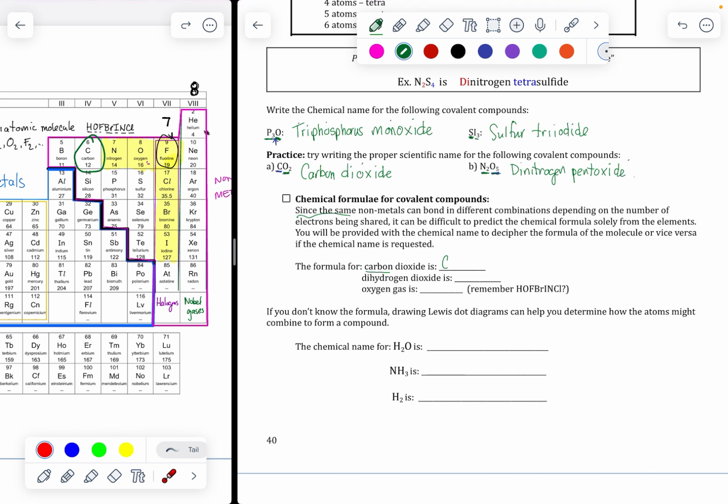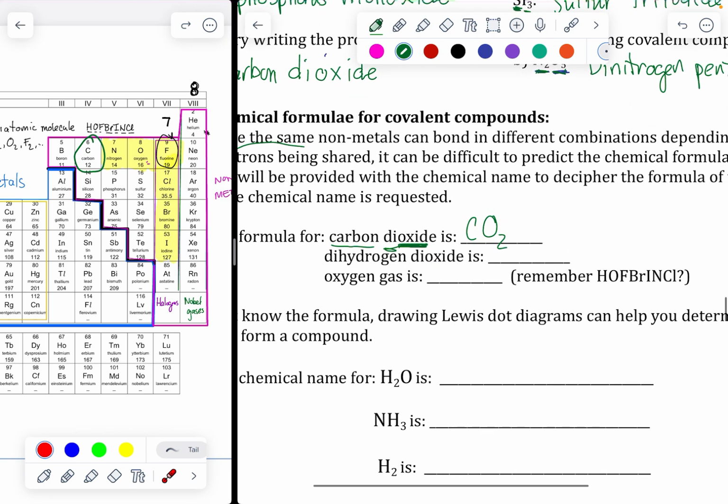We see di, and we know it's oxide, and oxide is oxygen. And it's di, so there's 2 oxygen. The next one is dihydrogen, so we know hydrogen is our element with a 2 because there's 2 hydrogen. And dioxide is O2 because there's 2 oxygens.